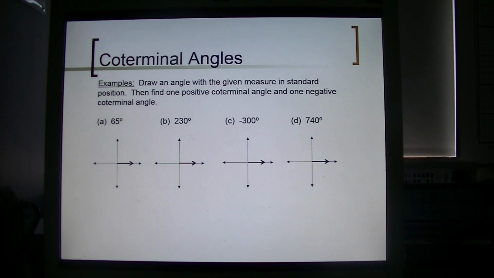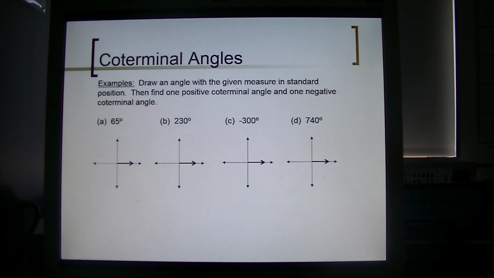Always between 1 and 4, positive. The positive x-axis, yes. So then you're going to spin. You need to make sure you include the direction of how you were spinning and an arrow and all that. Draw them. Then find a positive and a negative coterminal angle.